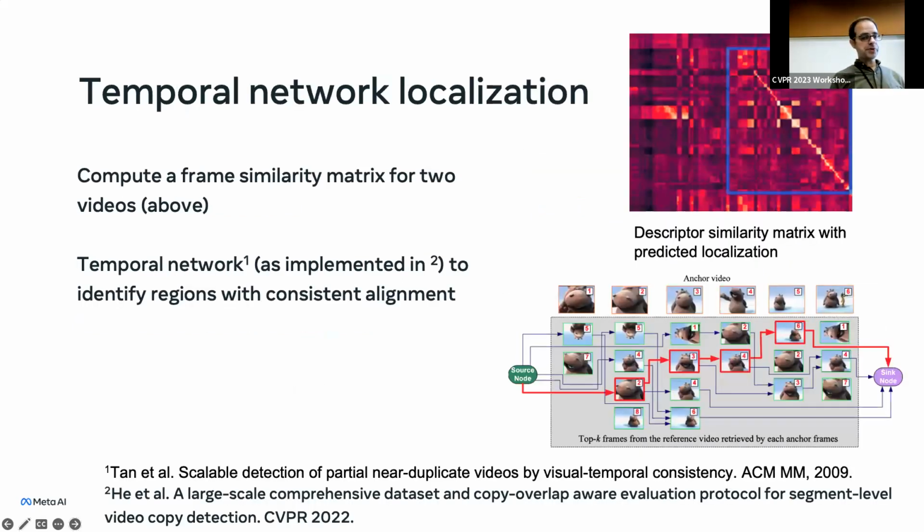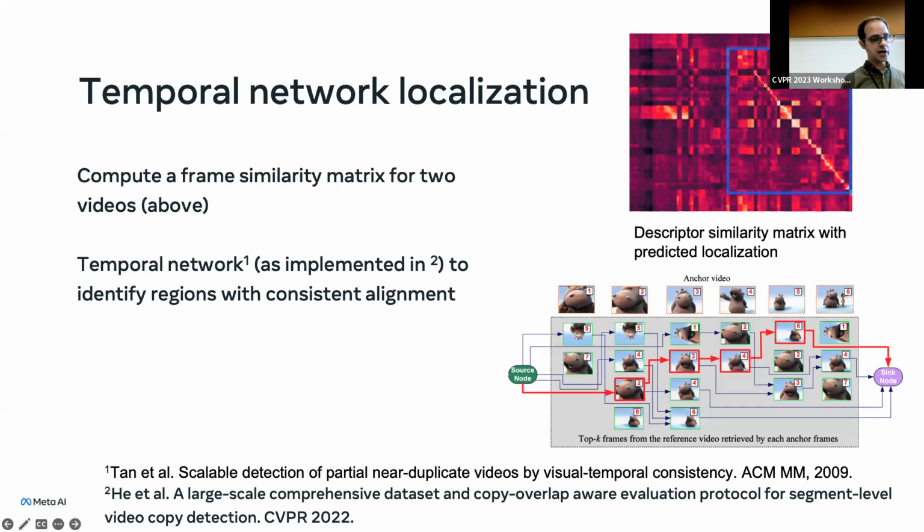To make localized predictions for the matching track, we use temporal network localization. So this works: first we compute a frame similarity matrix for 2 videos. We take a pair of videos that we retrieved from vector search. Then we have the pair. We multiply their descriptor matrices, and this gives us a notion of similarity between all video frames of one video and all video frames of the other video.